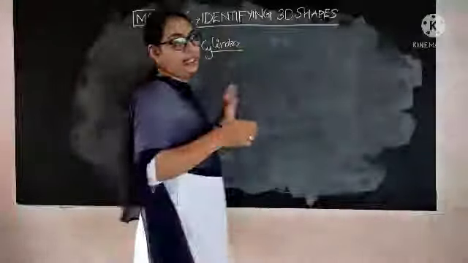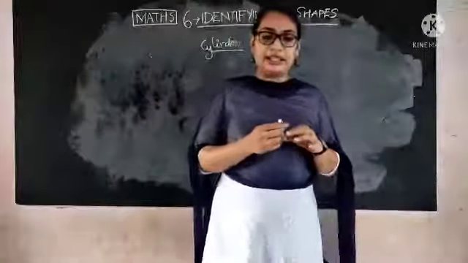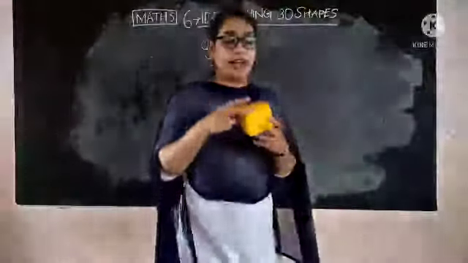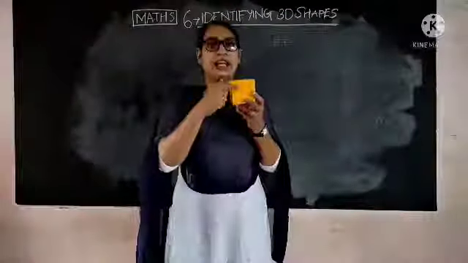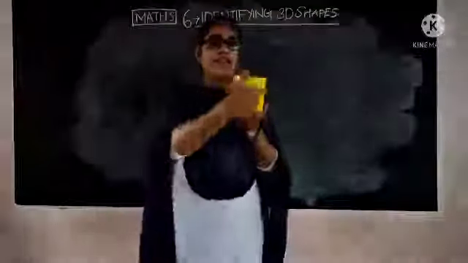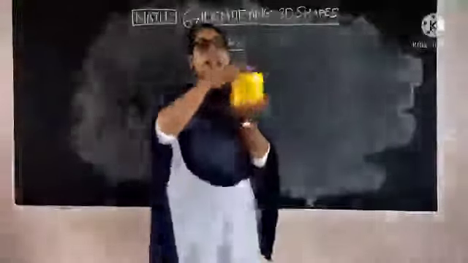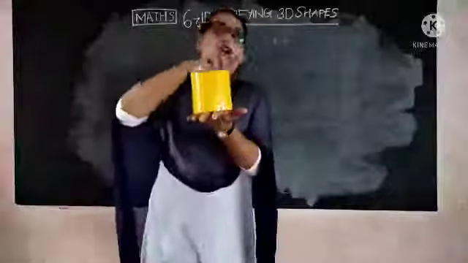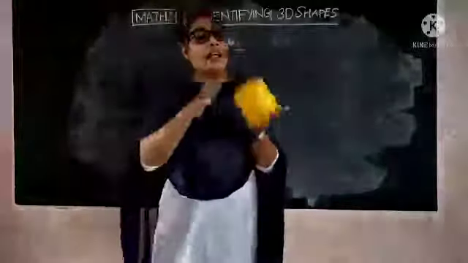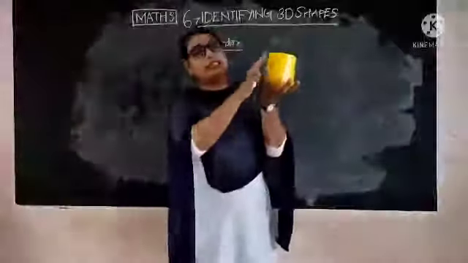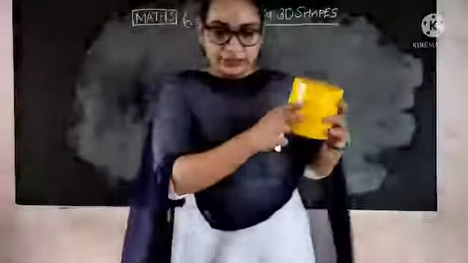Next one is cylinder. This time we have straight lines. So in a cylinder we have curved lines, not straight. These are curved lines. This figure is called a cylinder, a circle on the face, and this is called cylinder.